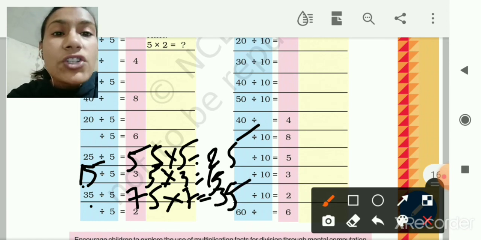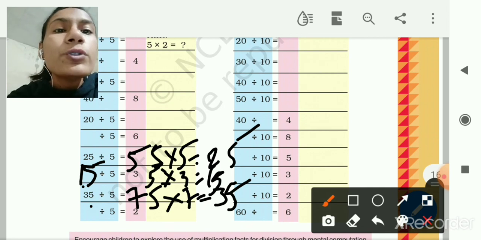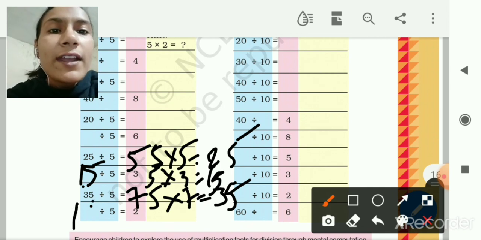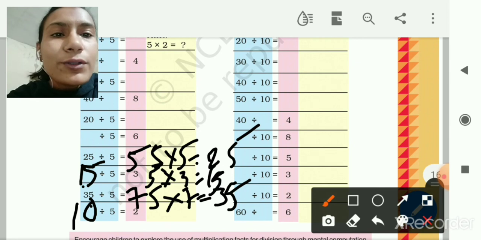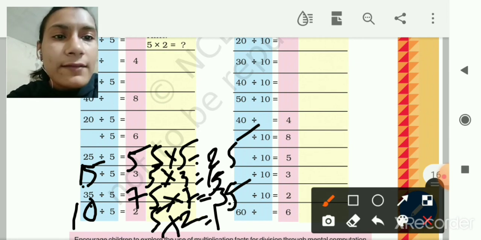Then dash divided by 5 is equal to 2. So 10 divided by 5 is equal to 2. So 5 2s are 10. You can write here. Okay.